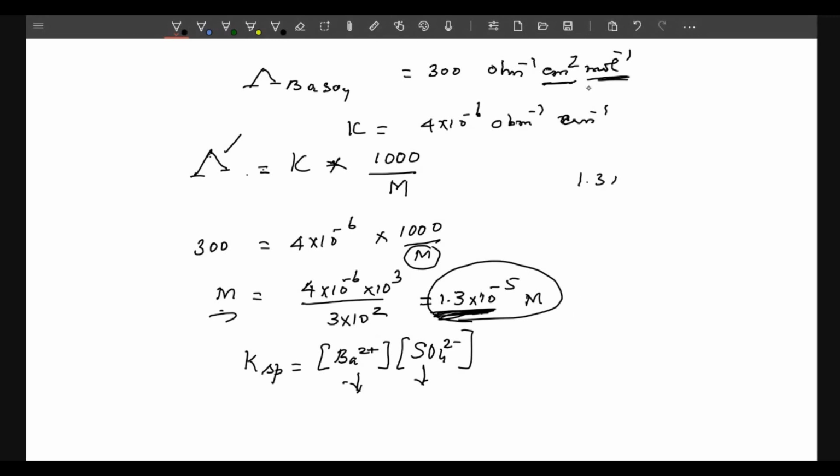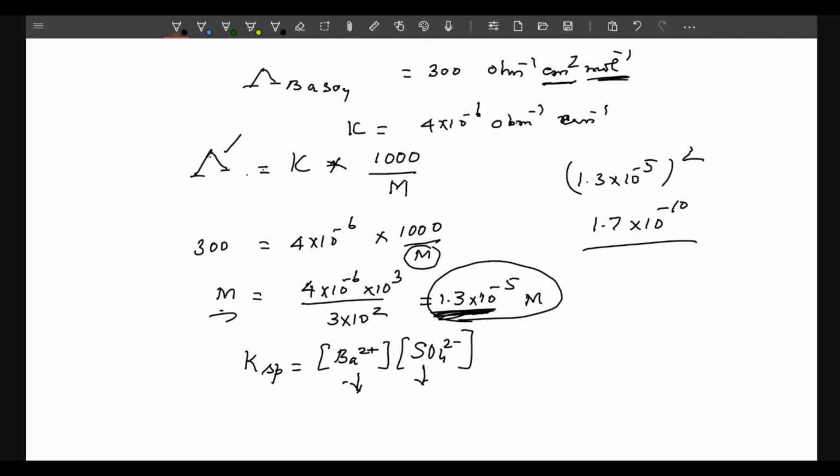1.3 into 10 power minus 5, and the square. Anybody? 1.3 into 1.3, how much? It is nearly 1.69 or 1.7 into 10 power minus 10. Okay? This way you can calculate the solubility product.